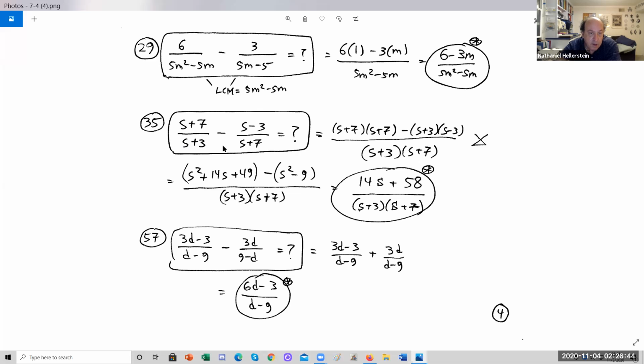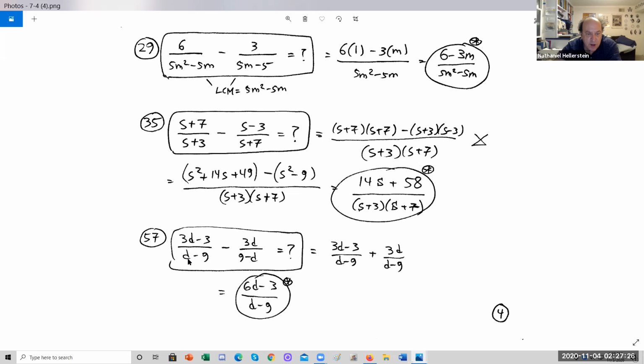Now here, you have an s plus 3 and an s plus 7 denominator, and there's nothing for it. They don't have any common factors. The least common multiple is just their product. So really, we're back to the rabbit rule. This times this, minus this times this, over this times this. S plus 7 times s plus 7 here, minus s plus 3 times s minus 3 here, over s plus 3 times s plus 7 here. All right, so you expand this, s squared plus 14s plus 49, minus, and this expands to s squared minus 9. And after a little bit of arithmetic, it's 14s plus 58 divided by s plus 3 times s plus 7.